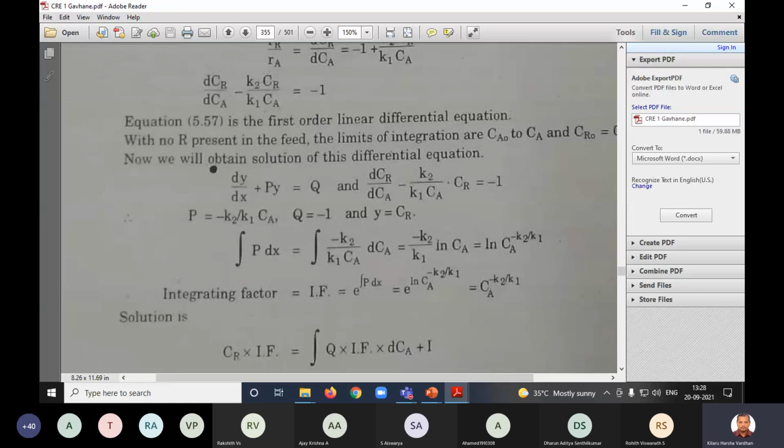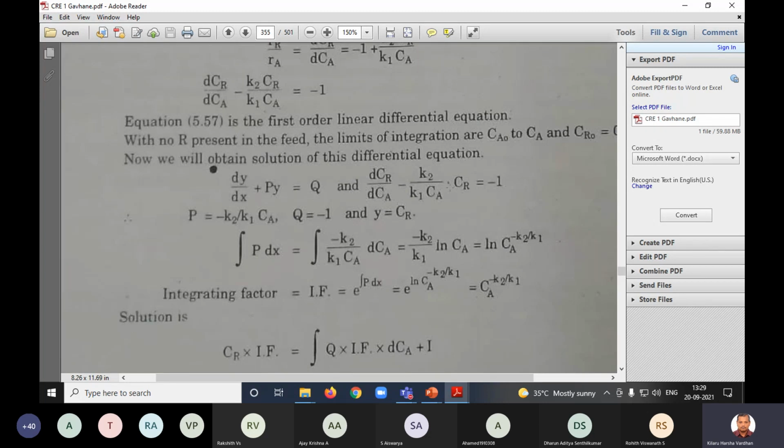dCR by dCA is minus k1 by k2 CA into CR is equal to minus 1. This is again a form of differential equation. The differential is with respect to CA, and CR is present here. So this is a first order linear differential equation in the form of dy by dx plus py is equal to q, where y is CR, x is CA, p is minus k2 by k1 CA, and q is minus 1.